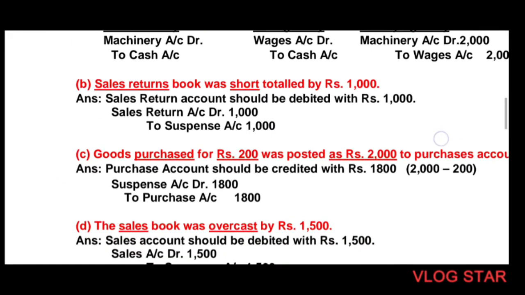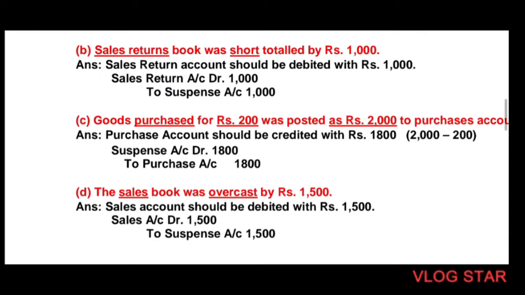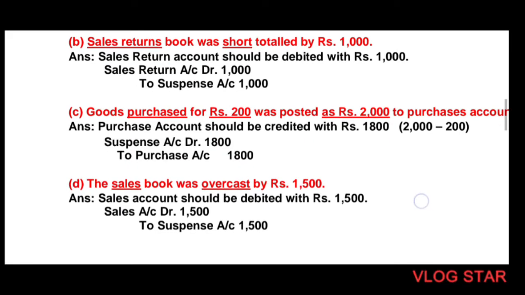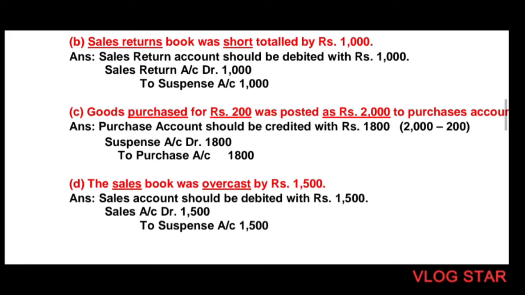Sales return book was short total by rupees 1000. Short means undercast. Undercast means original entry. What is the original entry? Sales return account should be debited with rupees 1000. That's why underline short and sales return, so that you can easily identify the question and do the answer easily. So sales return account should be debited with rupees 1000. Sales return account debit to suspense account 1000.